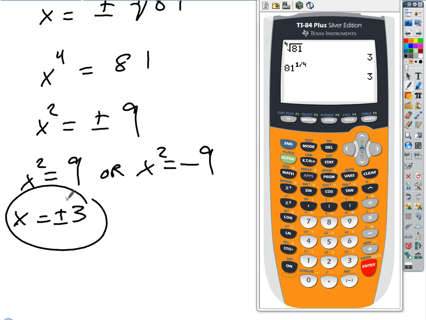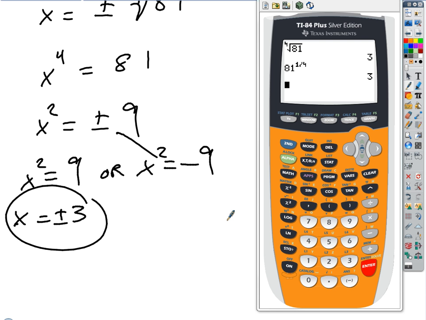What if x squared equals negative 9? Can I square root a negative number and get a real result? I'm going to get i's, aren't I? Right? So that one wouldn't give me any real solutions. Okay, see that? So I think either one of those ways is fine.